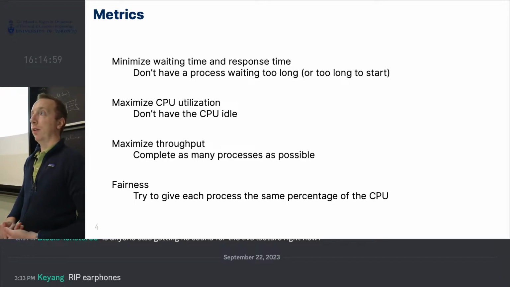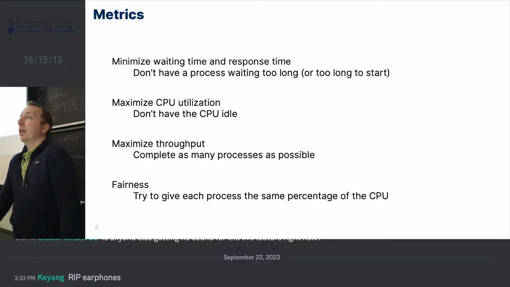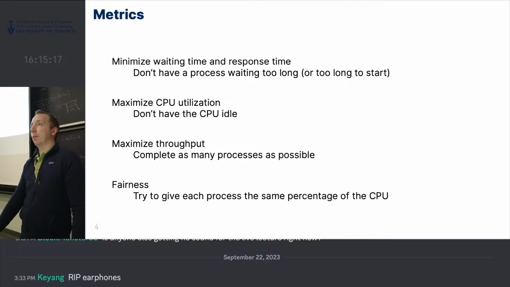So if you have multiple cores, it should utilize all the cores on your machine as much as it can. If you have a single CPU, it just means it doesn't want that CPU to be idle. You have to make a decision and make it quick. Then the next is you want to maximize throughput, so that's just completing as many processes as possible, which you might care about if you are just running machine learning jobs or something that just takes a while. You don't care, you just want to get through them as fast as possible.